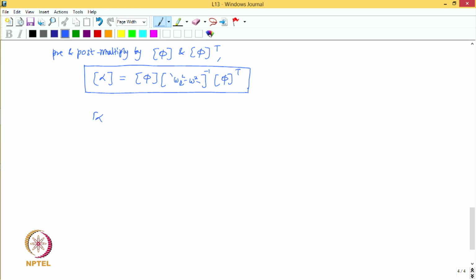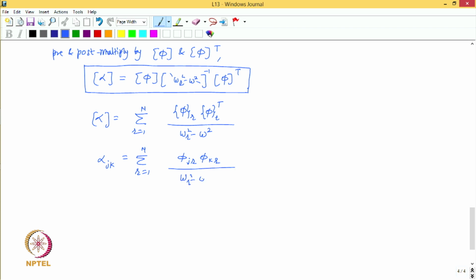We can also write the right hand side as a sum of terms, from r equal to 1 to n, of phi r, that is the rth mode shape, multiplied by phi r transpose, divided by omega r square minus omega square. So, as a series we can write down the sum. And now if we are interested to know a particular FRF, say alpha j k, then that can be extracted from this simply as phi, the jth element of the rth mode, multiplied by the kth element of the rth mode, divided by omega r square minus omega square. So, this is the relationship between the modal model and the frequency response function.